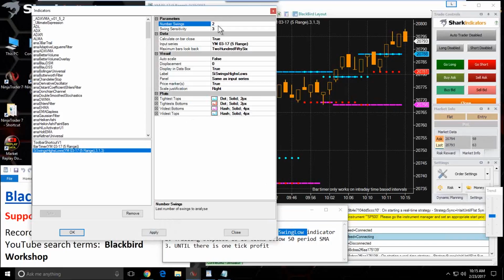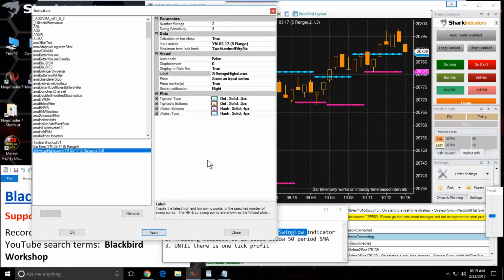I'm going to adjust some numbers here, see if I can get the widest plots to react a little faster. Yeah, that'll do it. Okay, even the tightest plots react a little faster. So I just took my number of swings and knocked it down to 2.